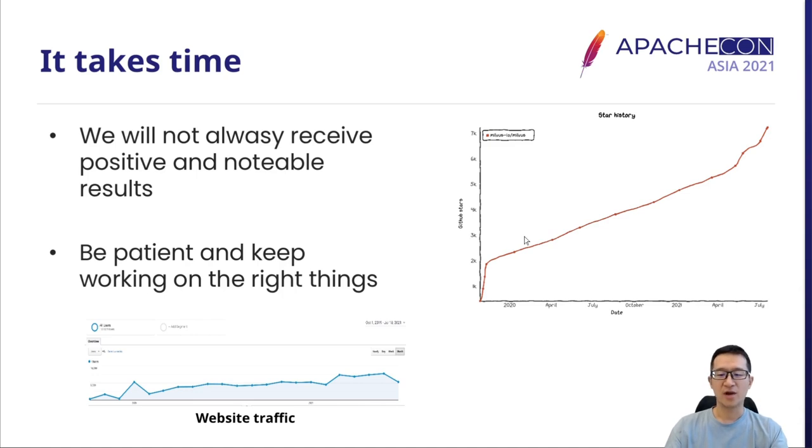Also, the right side is similar. This is our star history of the Milvus project. When we had just open sourced, you can imagine we promoted our Milvus project everywhere among our colleagues, ex-colleagues, friends, and college classmates.